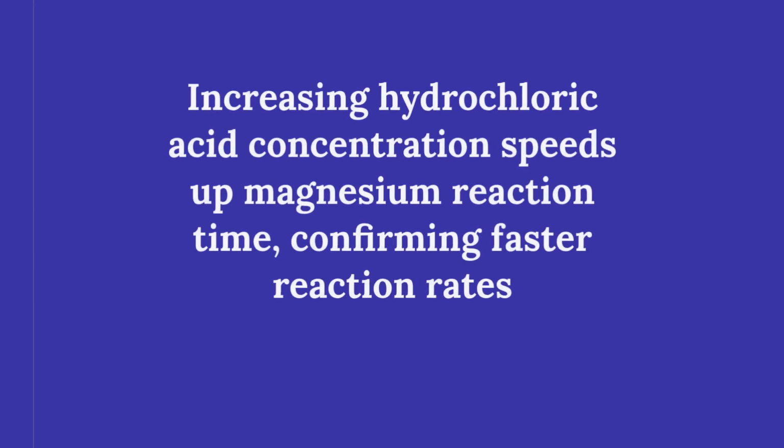Increasing hydrochloric acid concentration decreased magnesium reaction time. This indicates a faster reaction rate with higher concentration. Average time and reaction rate were calculated for clarity. Results showed a direct relationship between concentration and reaction speed. This supports collision theory, where more particles increase collision frequency.